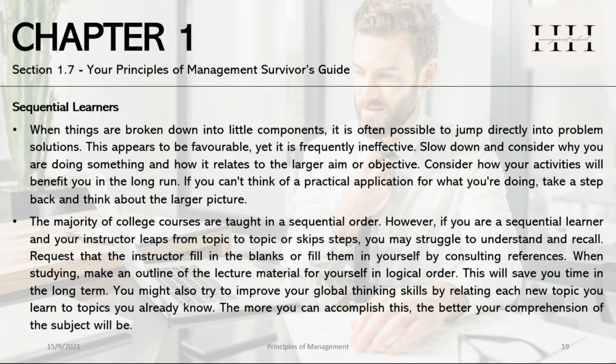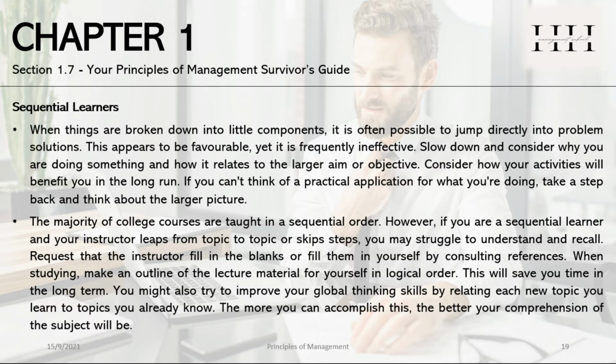Sequential learners. When things are broken down into little components, it is often possible to jump directly into problem solutions. This appears to be favorable, yet it is frequently ineffective. Slow down, and consider why you are doing something, and how it relates to the larger aim or objective. Consider how your activities will benefit you in the long run. If you can't think of a practical application for what you're doing, take a step back and think about the larger picture.